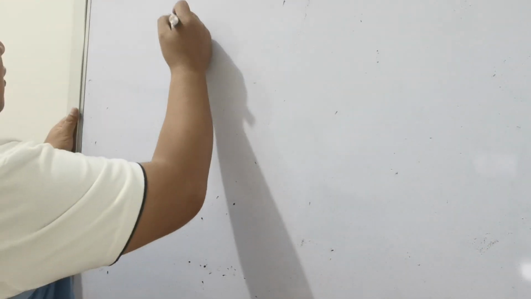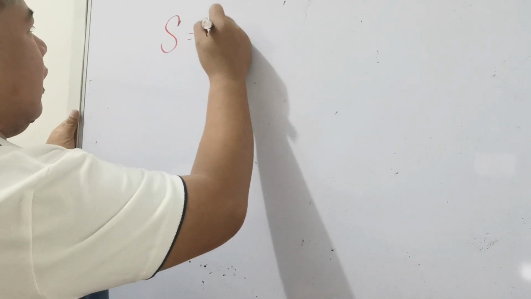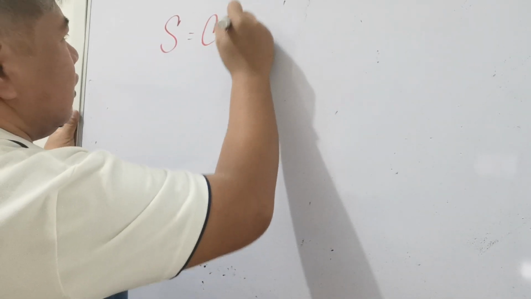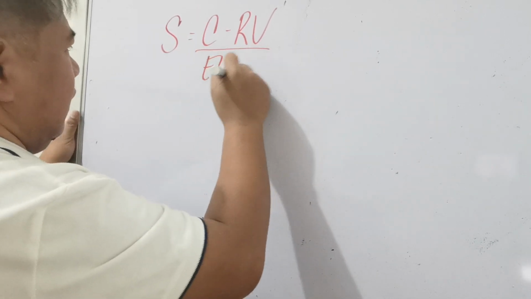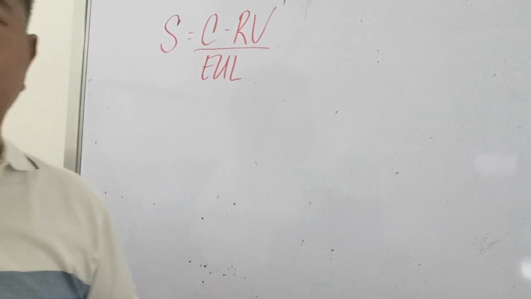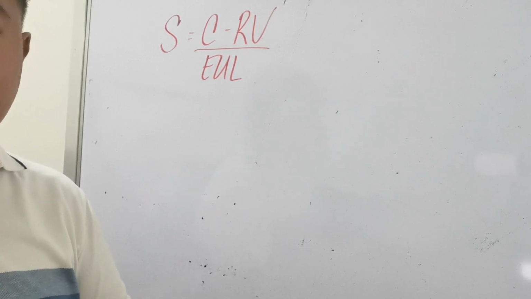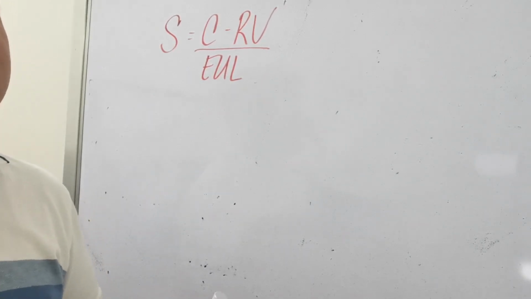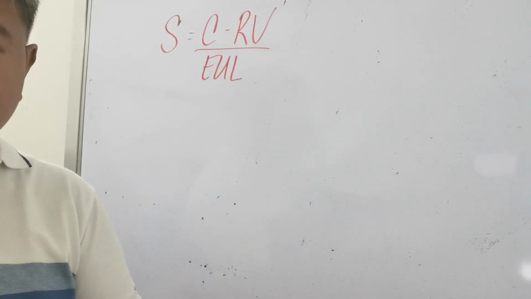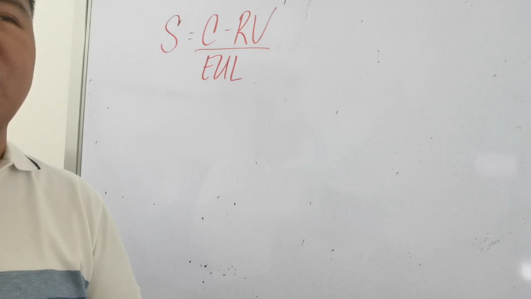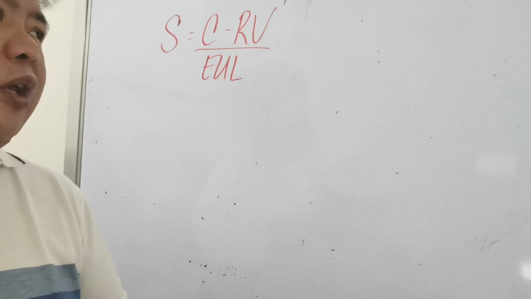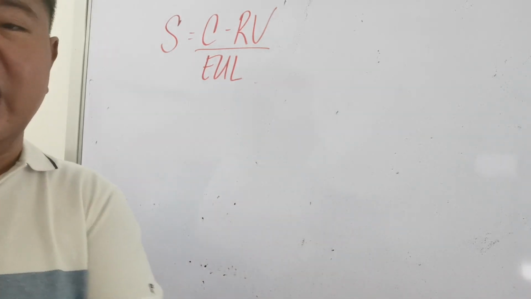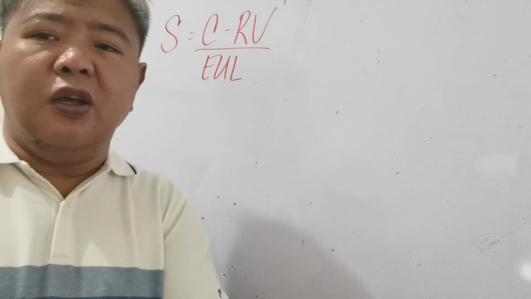Okay, so for the straight line, the formula is cost less residual value divided by the estimated useful life. Now, what is residual value? That is also called the salvage value. So that is the value of the asset that can be recovered through a sale transaction. Normally this is the value of the asset at the end of its estimated useful life.